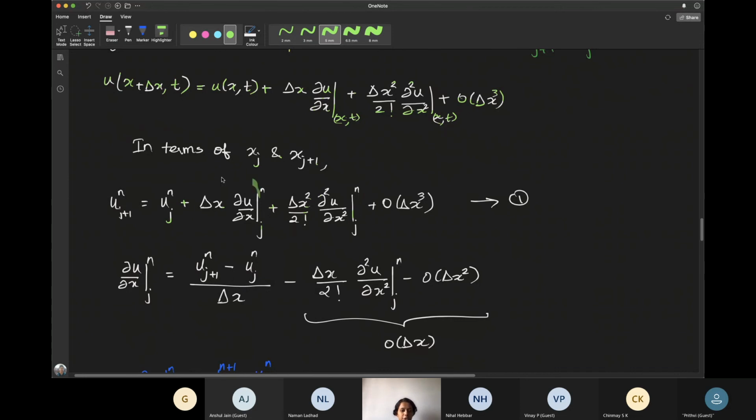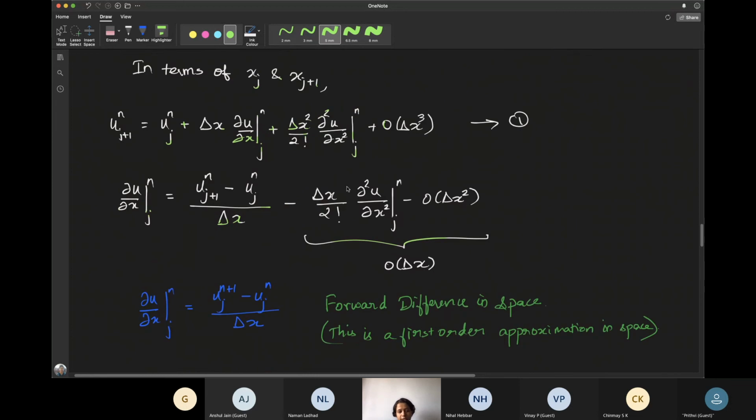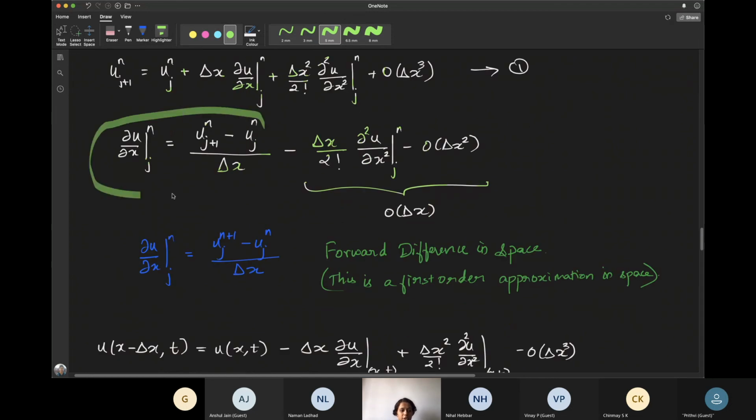So now your dou u by dou x at j can be written as this thing minus these quantities. This is of order delta x, that is, the first term here is multiplied by delta x. So these terms will be truncated, and your truncation error is of order delta x, and this is your approximation of dou u by dou x. This is known as the forward difference in space, and it is a first order approximation.